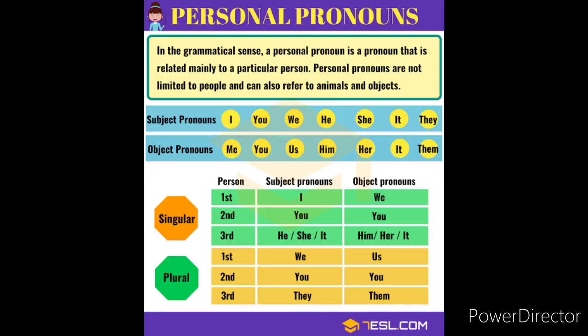Personal pronouns are not limited to people and can also refer to animals and other objects. So I told you personal pronouns are further divided into two types. One is subjective pronoun, another one is objective pronoun. The subjective pronouns are I, you, we, he, she, it, they. And the objective pronouns are me, you, us, him, her, it, them. So see here the singular and plural form of first person, second person and third person.